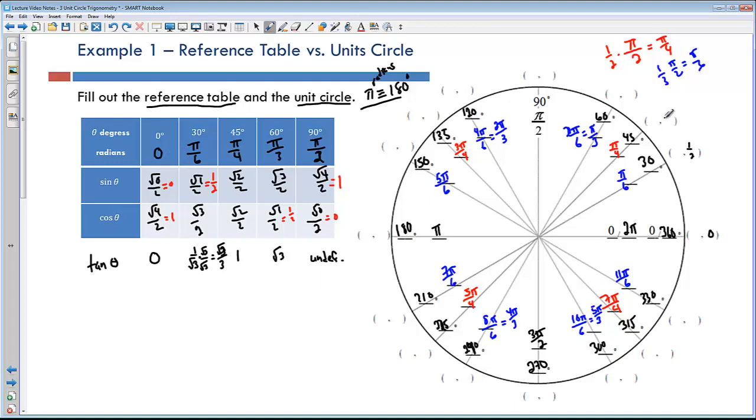And then we have root 2 over 2. So root 2 over 2 goes here. And then we have root 3 over 2. And then we have a 1.